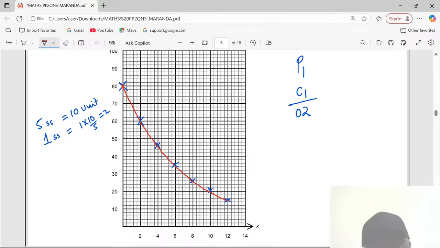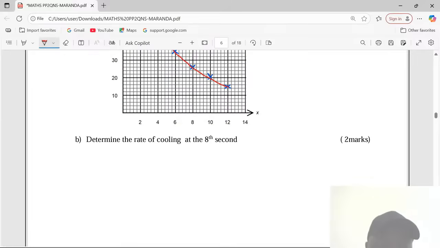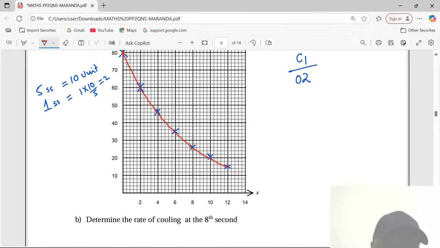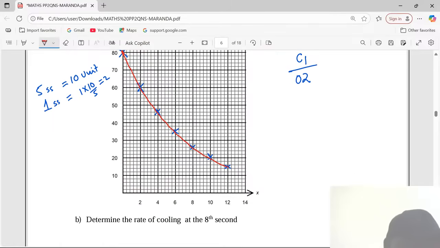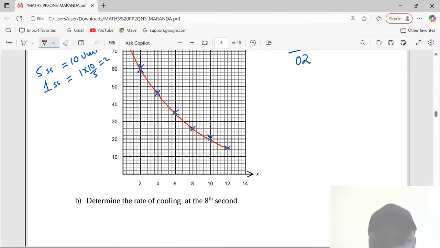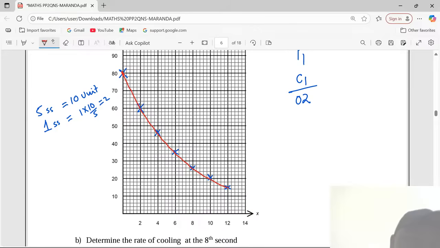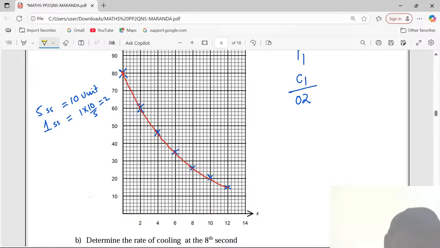Proceeding to part 2 of the same. Determine the rate of cooling at the 8th second. So we go to the 8th second and we draw a tangent at that particular point. Because it is a curve, the rate of change is not uniform, so we have instantaneous rates. At 8, we are supposed to draw a tangent to the curve.